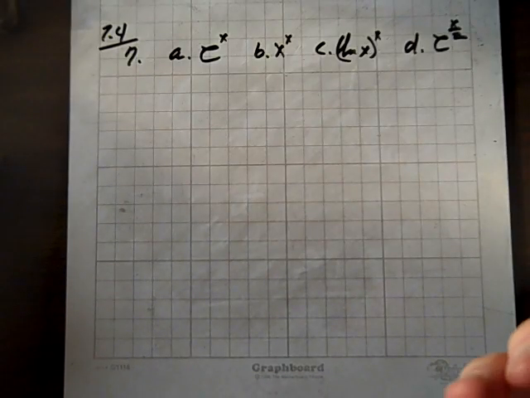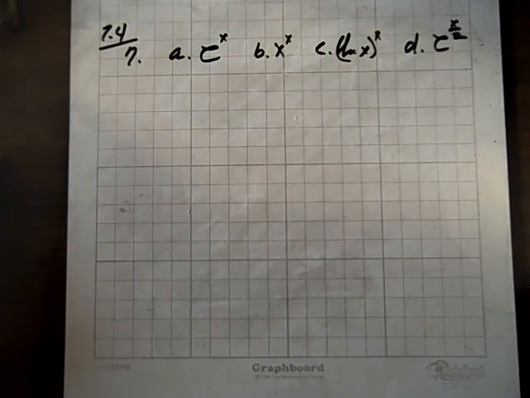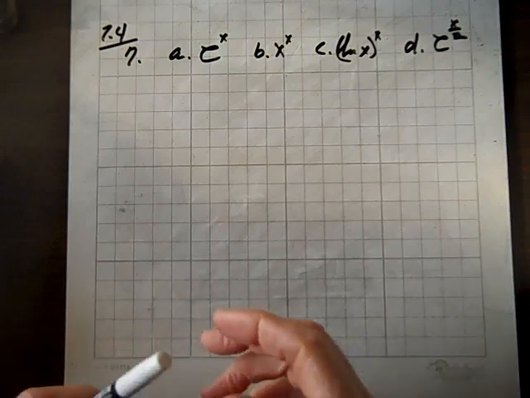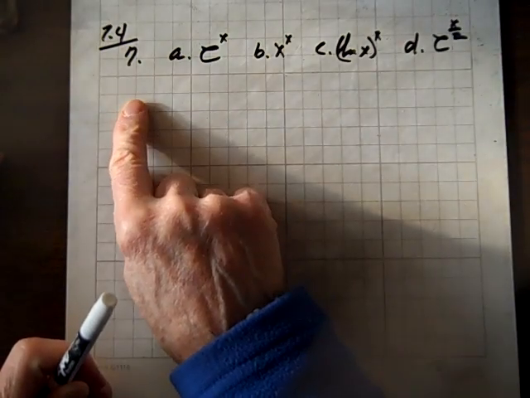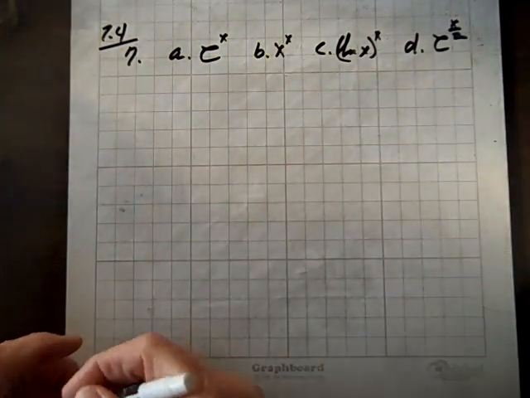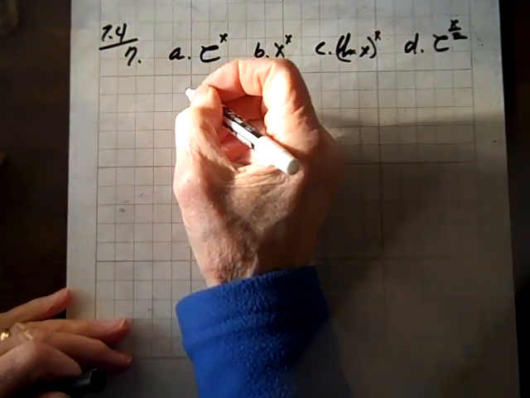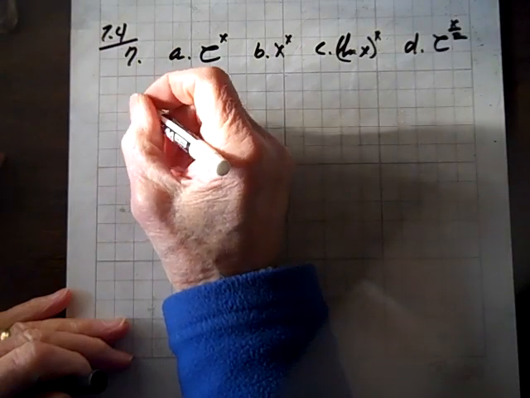Well, now we're in section 7.4, and we have to order these functions from the slowest growing to the fastest growing. And the way we're going to do that, we're going to take the limits and compare.